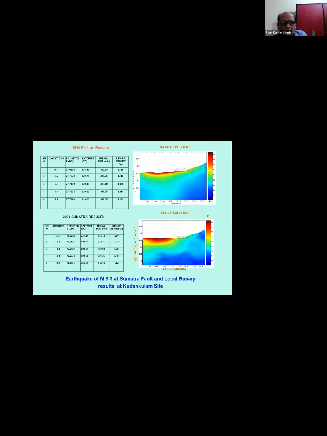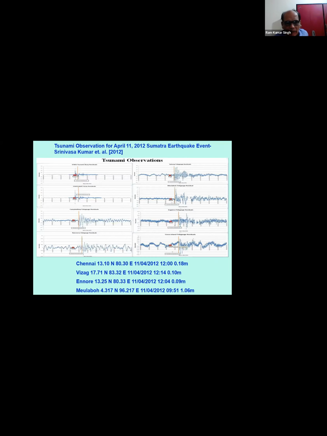and some inundations were mapped at the Kudamkulam site during this event of 2004, and we got the results in agreement with the observations. Now I'll come to this important tsunami observation that has given us some good strength.